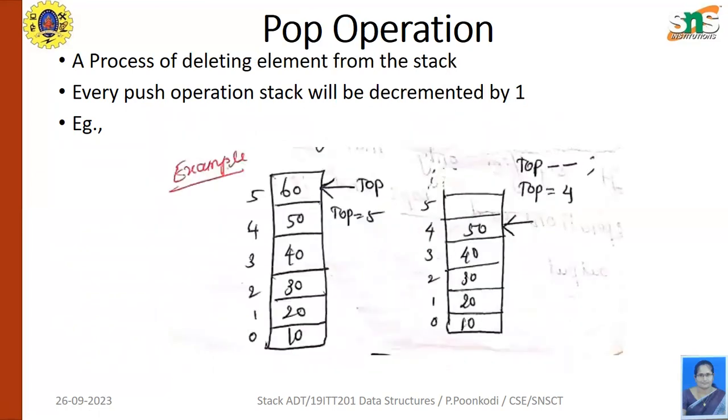The next one is the pop operation. Pop is nothing but deleting an element from the stack. While performing this, the top is decremented by 1. Initially, the top pointer points to index value 5. While pushing values we use top plus plus, and here we use top minus minus, so it decrements the top and deletes the previous value.